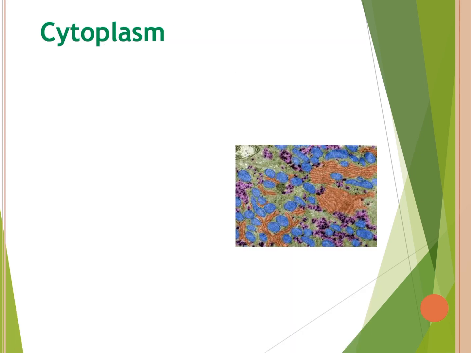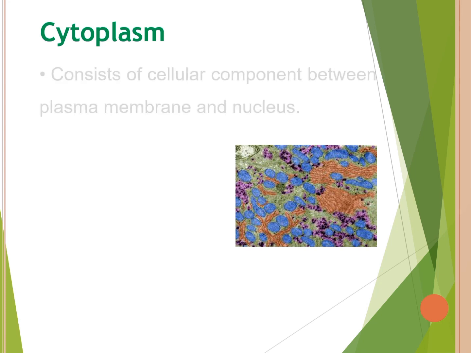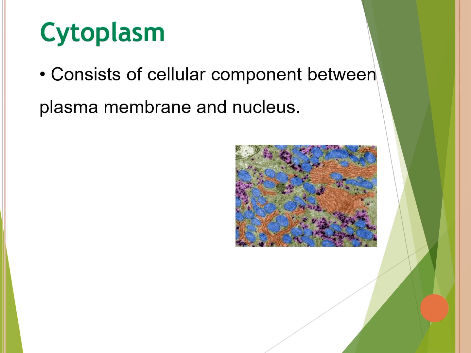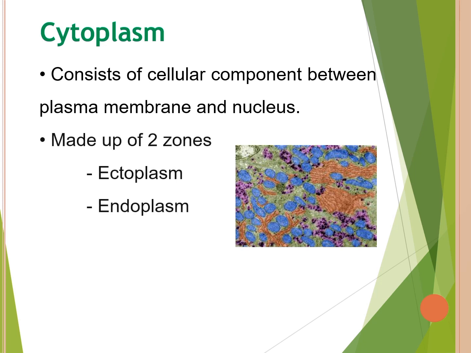Second part of a cell is cytoplasm. Cytoplasm consists of all the cellular contents that are present between the plasma membrane and the nucleus. It is made up of two zones, ectoplasm and endoplasm. Ectoplasm is the peripheral part of cytoplasm, whereas endoplasm is the inner part of cytoplasm.